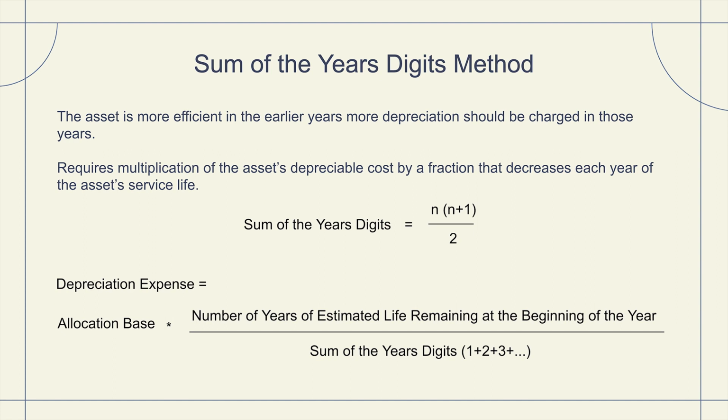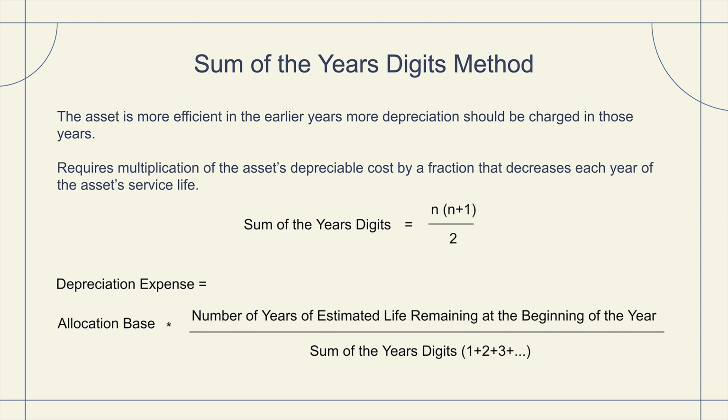As we explore the sum of the year's digits, this requires the multiplication of an asset's depreciable cost by a fraction that decreases each year in the asset's service. We begin with the allocation base multiplied by the number of years remaining at the beginning of the year. So if we had a 9-year useful life, we'd start with 9 and we'd work our way backward: 9, 8, 7, 6, 5, 4, 3, 2, 1.